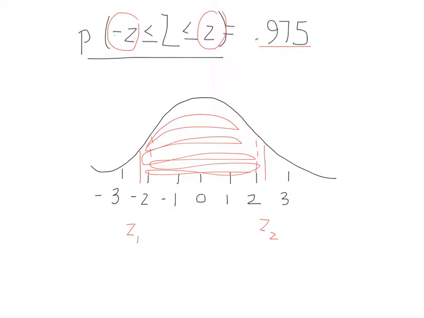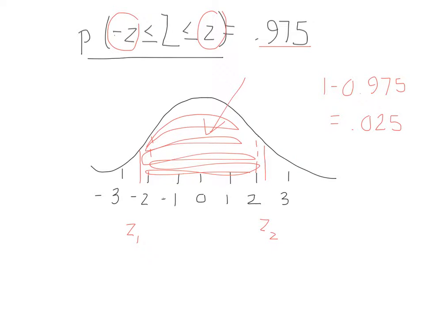Well, let's think about it. We know that in a density curve, like a standard normal density curve, the total area underneath it should equal 1. So if this area here is 0.975, we're missing some, which must be in the tails of our distribution. So to figure out what's missing, I need to subtract that 0.975 from 1, and I get 0.025.